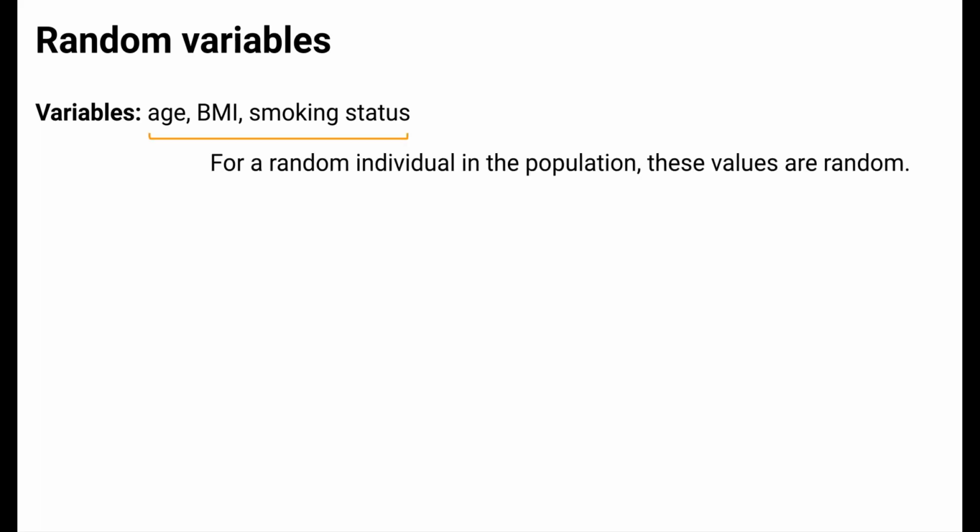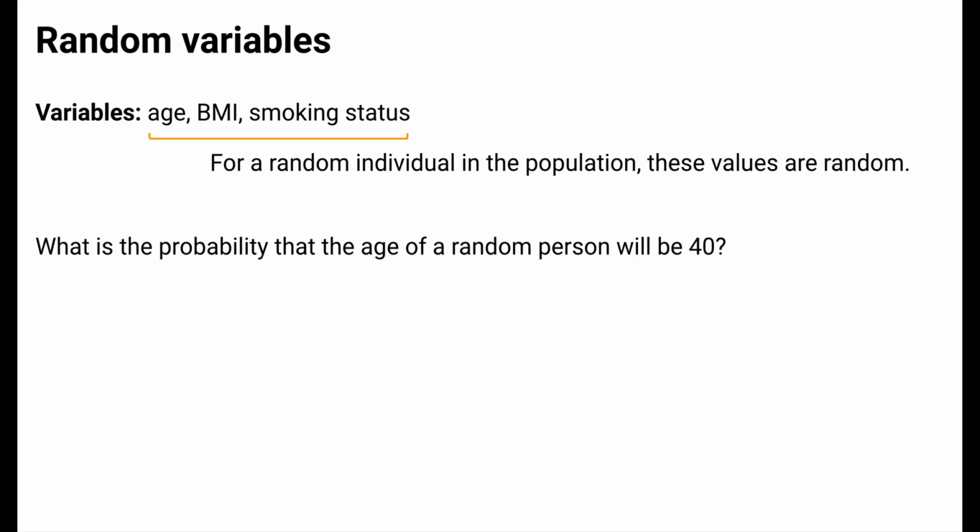We refer to variables as quantities or characteristics that we measure on our units of observation. These are things like age, BMI, or smoking status when we collect data on people. The word random and the term random variable refers to the idea that for a randomly selected individual in our population, the value of the age, BMI, and smoking status variables will be random, hence the term random variable.